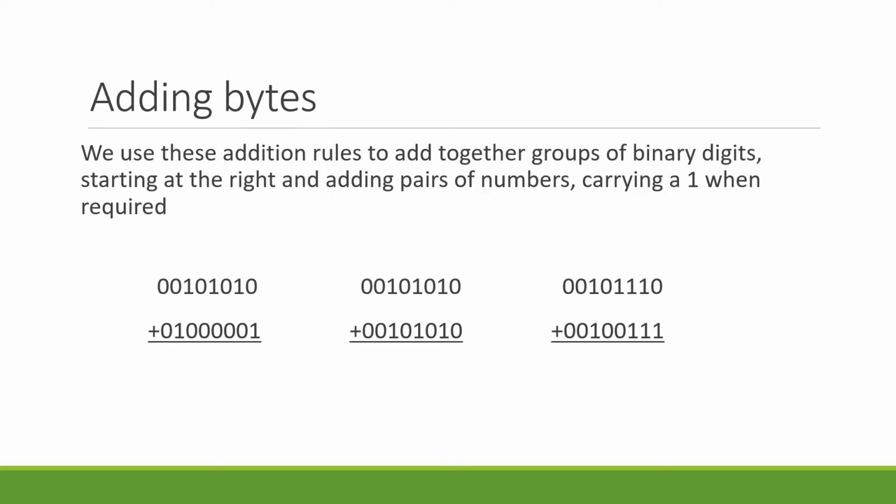We can then add bigger numbers, groups of bytes, or larger numbers again, by adding together pairs of numbers starting at the right hand side. 0 plus 1 is 1, 1 plus 0 is 0, 0 plus 0 is 0, 1 plus 0 is 1, 0 plus 0, 1 plus 0, 0 plus 1, 0 plus 0. Very simple. We'll have a carry in this one because 0 plus 0 equals 0, but 1 plus 1 gives us that 1, 0. 1 plus 1 is 2, or 1, 0 in binary.